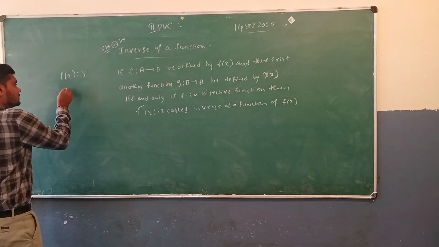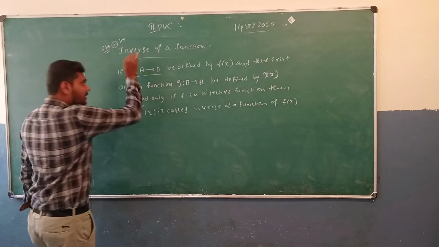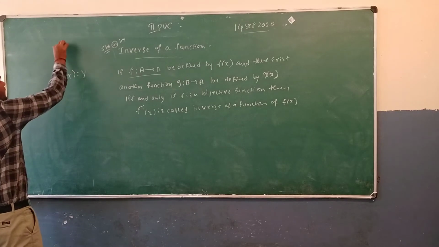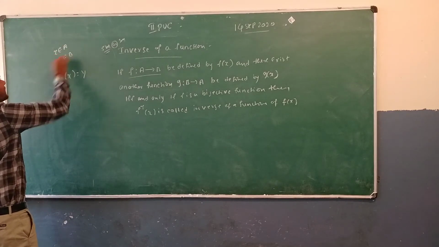So here, pay attention: f from A to B, so x belongs to A, and y belongs to B, right?